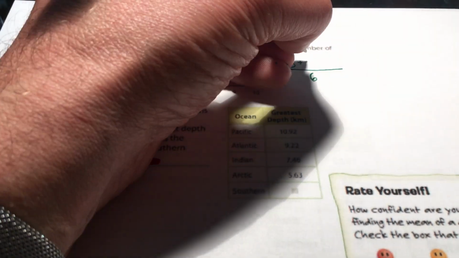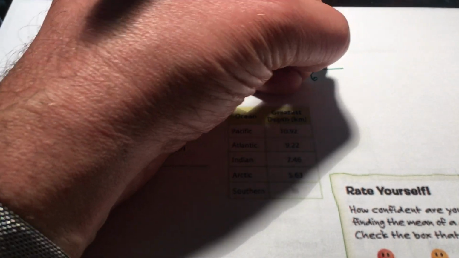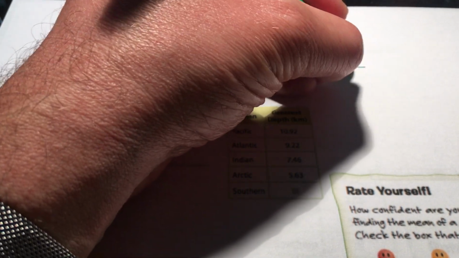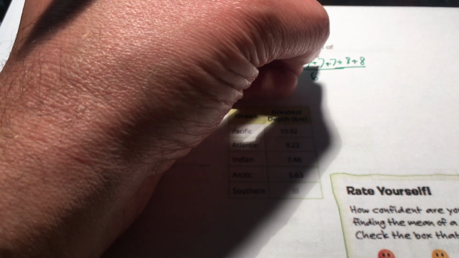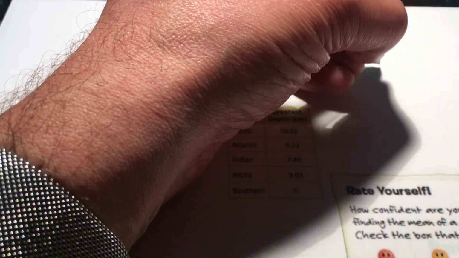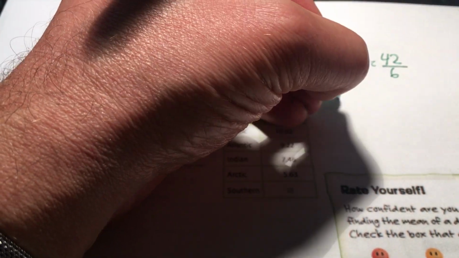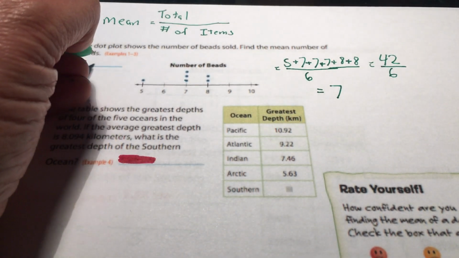Then we get 7 three times: 7 plus 7 plus 7. Then I look here and I had 8 twice. If I add all these up together, the 5 plus the 7 plus the 7 plus the 7 plus the 8, I get 42 divided by 6. So the mean, or the average, is 7.